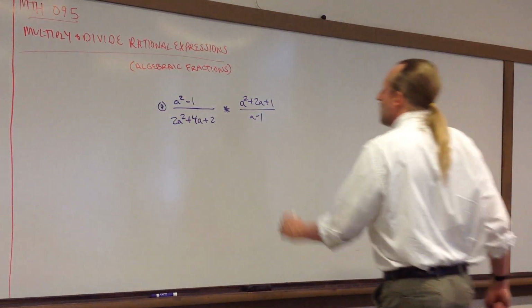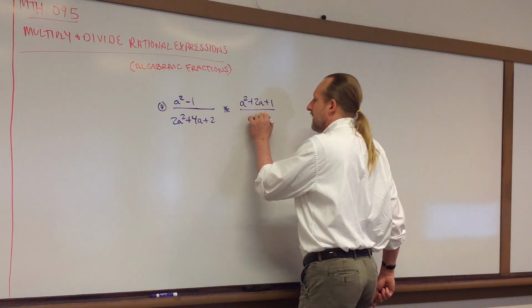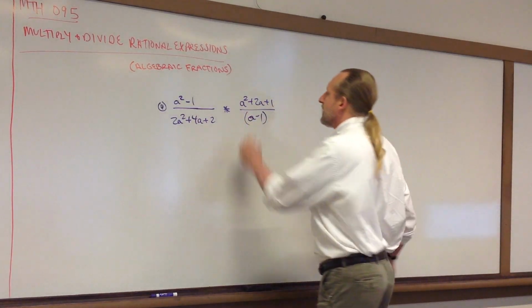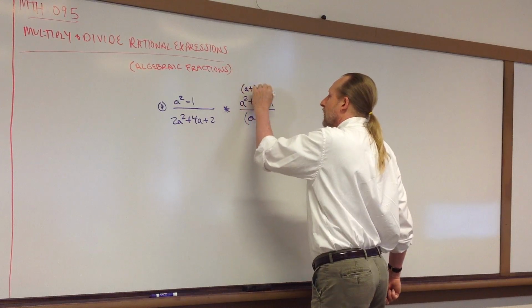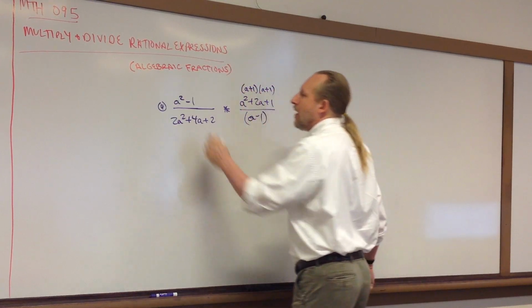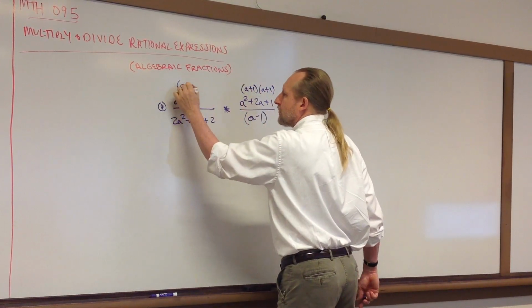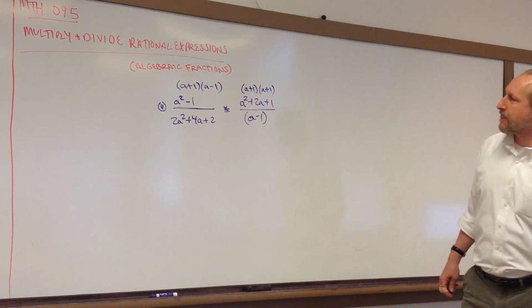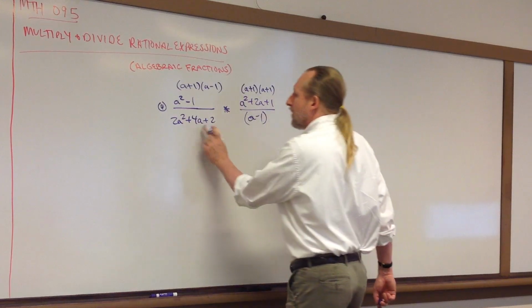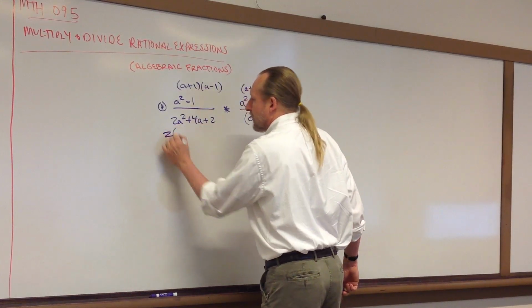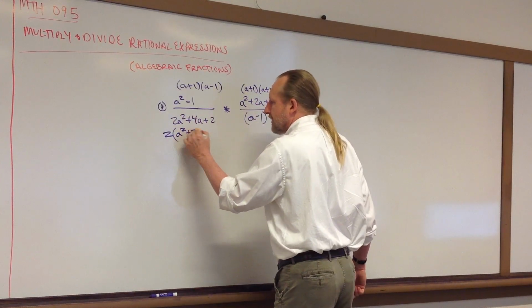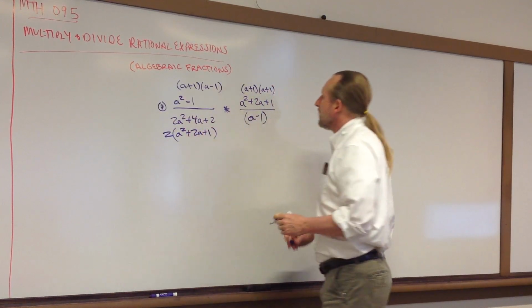Well, again, this a minus 1, this is prime. It can't be factored. We're going to leave it alone. This one is a plus 1 times a plus 1. This one is a difference of squares, so it's a plus 1 times a minus 1. This one has a common factor of 2. So we're going to pull the 2 out, and then we'll have a squared plus 2a plus 1 there.